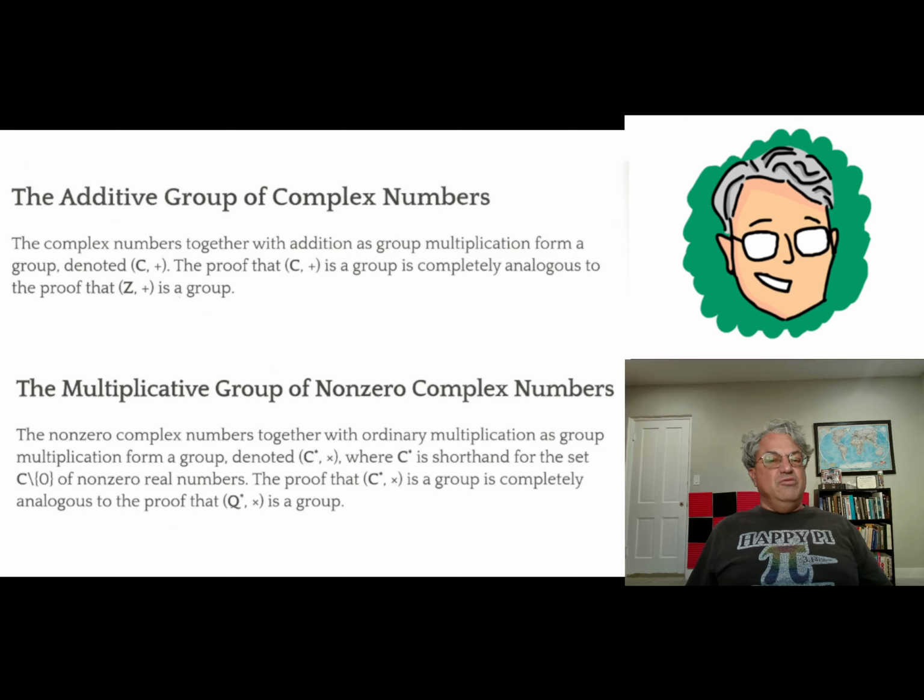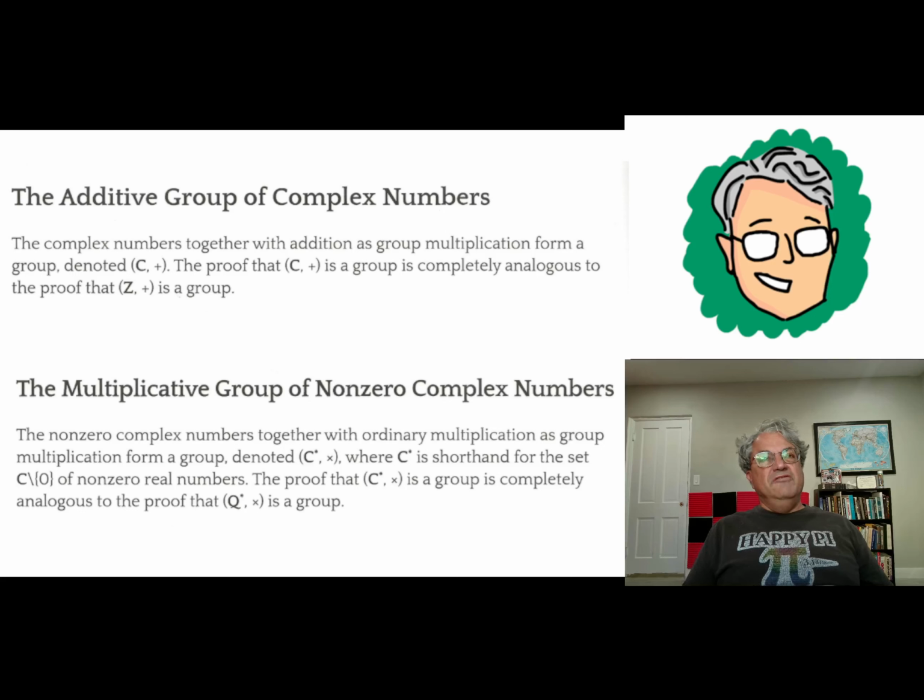What about identity? Once again, 0 is the additive identity element for the complex numbers because if z is any complex number, 0 plus z is z. Remember, 0 is just 0 plus 0i. So you're just adding the real parts and the imaginary parts, and 0 is acting like the additive identity for both of those parts. And so it's the identity element for all the complex numbers.